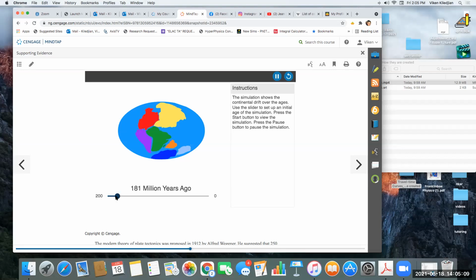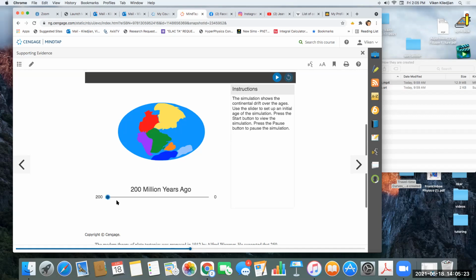So you can see here, you can stop it at any point. Originally, everything is almost together. That's called Pangea, when all the continents were together. Then the continents broke apart. So you can see now Africa and South America were together with North America and Asia. And then this is what became modern day India, and Antarctica, and Australia. So when I drag it, this is 200 million years ago.